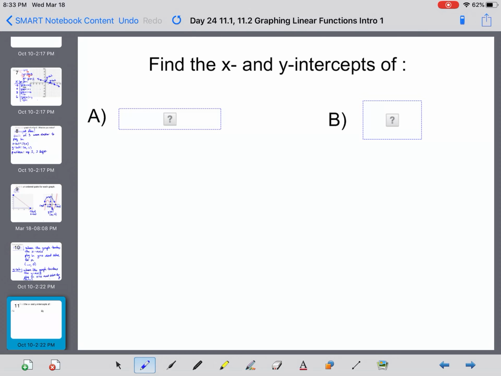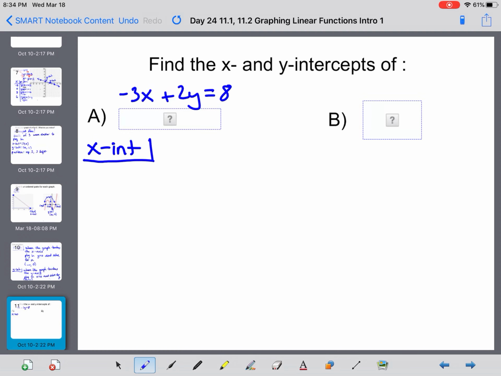Oh, whoops, my equations didn't show up here. I'm having a little bit of issues getting my equations to work. So equation A is going to be negative 3x plus 2y equals 8. And I want you to go ahead and find the x and y intercepts for this particular linear equation. So here we go. This is how I like to organize mine.